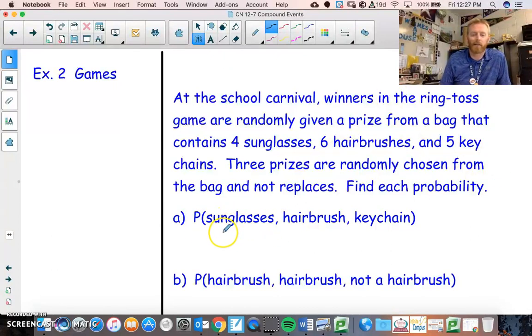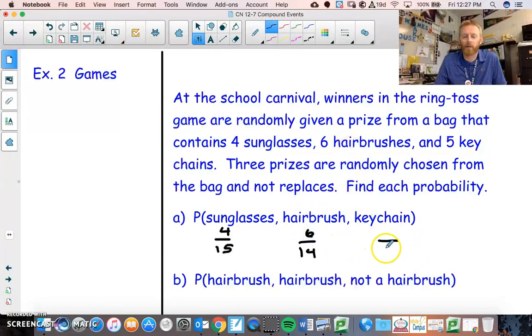So sunglasses. There are 4 out of the grand total of 15 prizes that I could have had. So the probability of me getting sunglasses is 4 out of 15. So I gave that away. Now there's going to be only 14 things left, and there's 6 hairbrushes. Now since I gave away a hairbrush, there's only going to be 13 choices and 5 of them are keychains. So I'm going to multiply all of those fractions together.